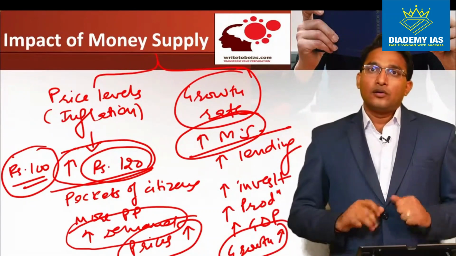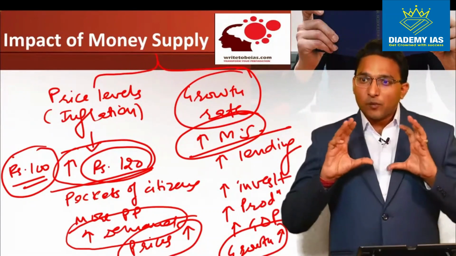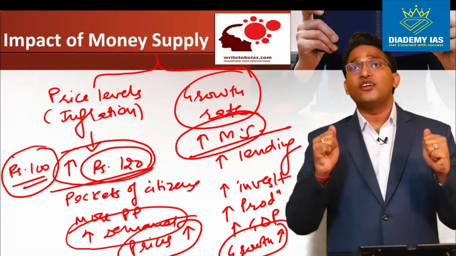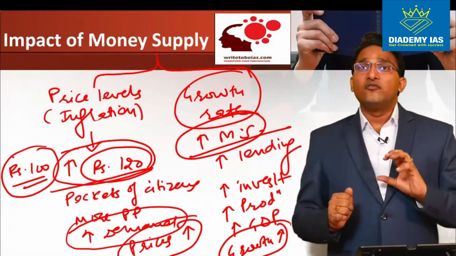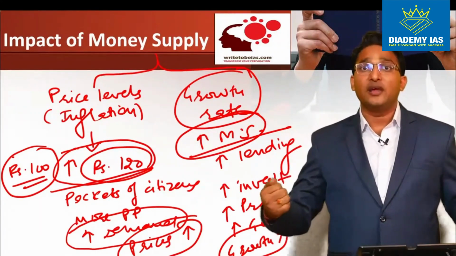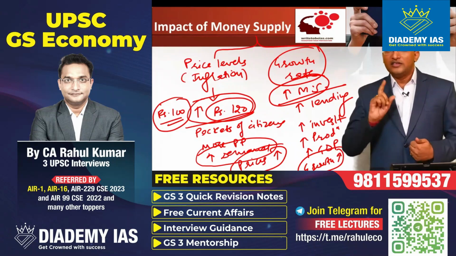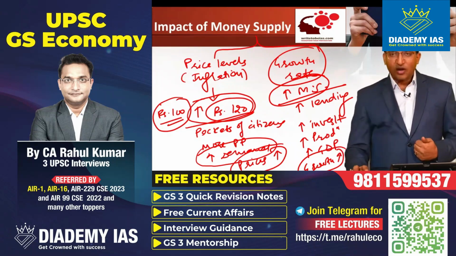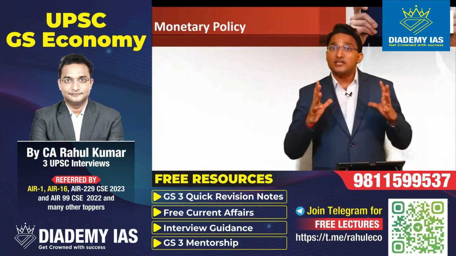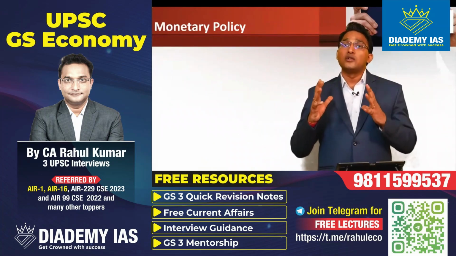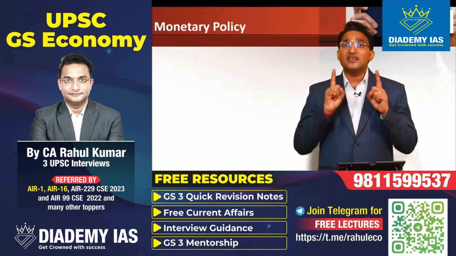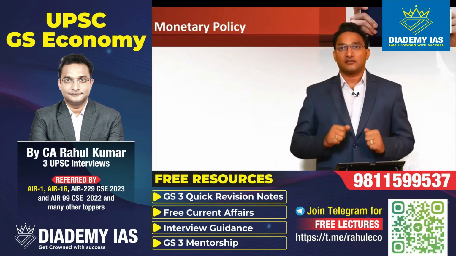Now, this proposition indicates that we have to regulate the supply of money so that we have control over the price level and the growth rate. Both are very, very important for the day-to-day life of the people. Therefore, we have a concept called monetary policy. Right? So monetary policy is the policy which controls the credit flow or the money supply in the market. And this is the responsibility of the central bank.